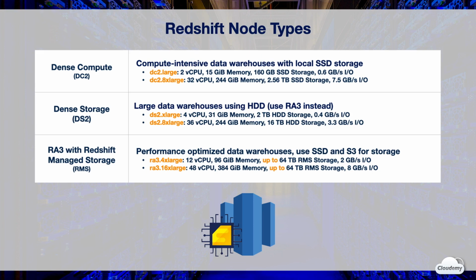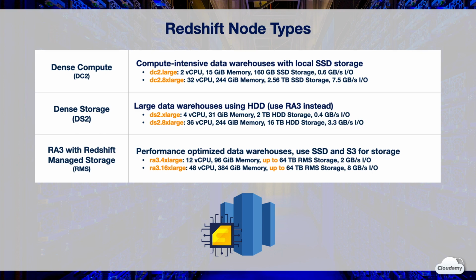Dense compute or DC2 nodes allow you to create compute-intensive data warehouses. DC2 nodes store your data locally using SSD storage for high performance. AWS recommends DC2 nodes for uncompressed datasets under 1 TB, for the best performance at the lowest price. DC2 nodes offer two options, DC2 Large and DC2 8x Large.